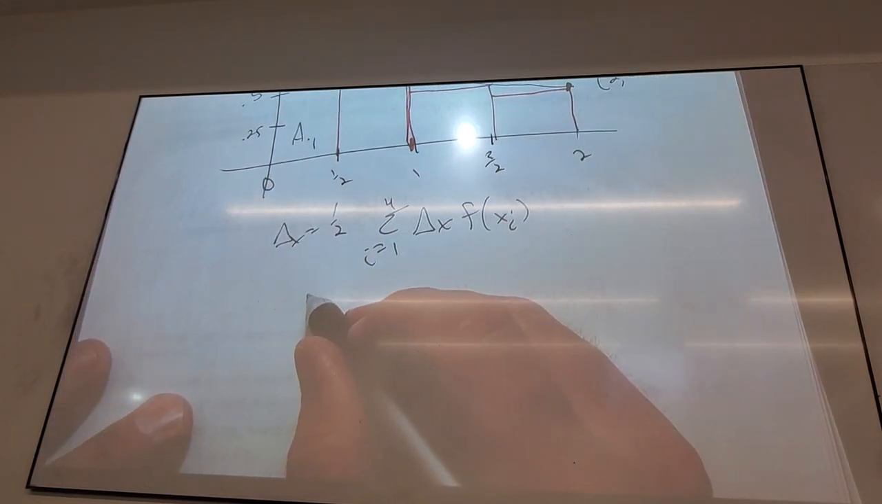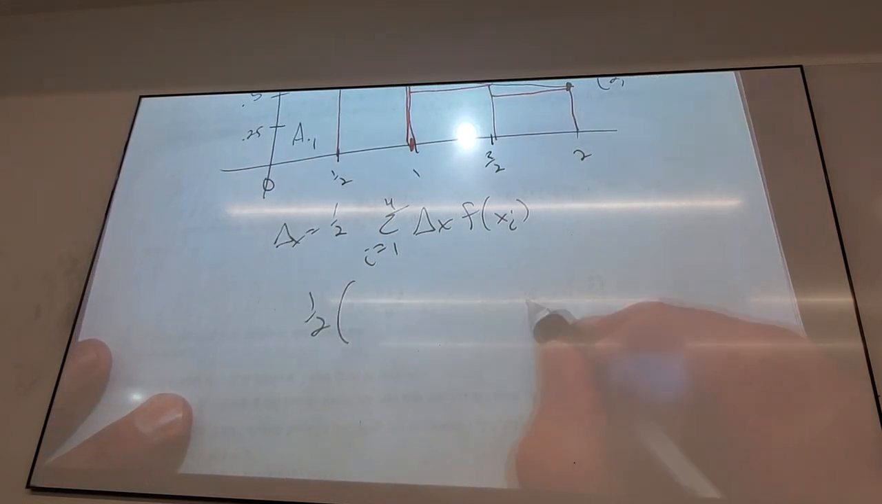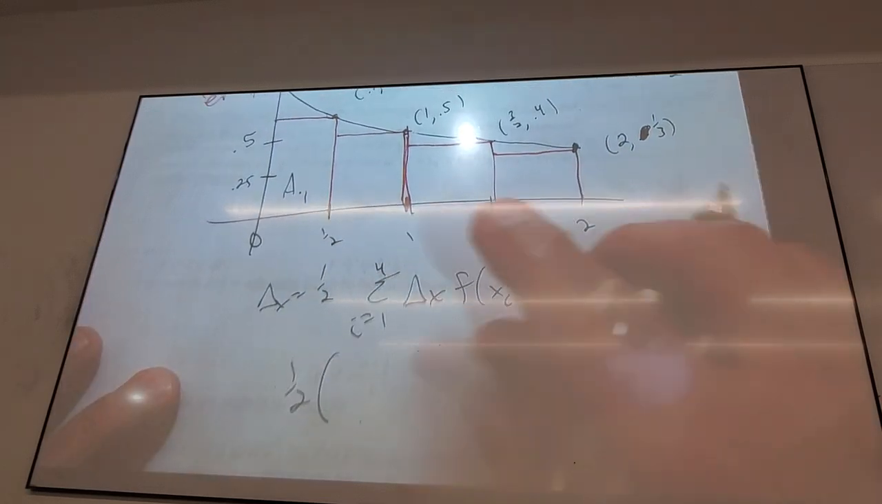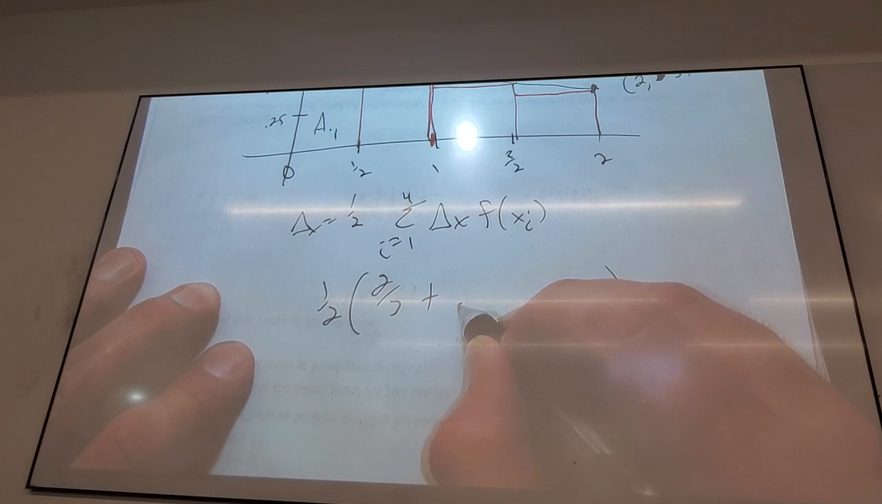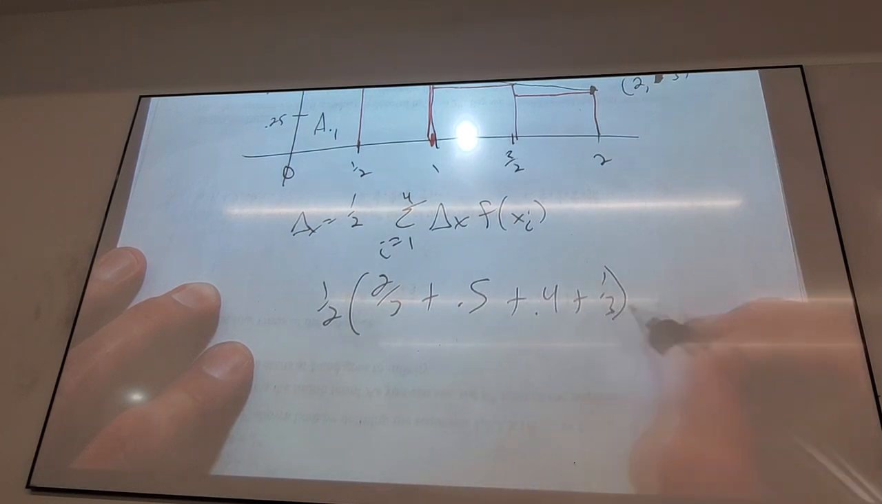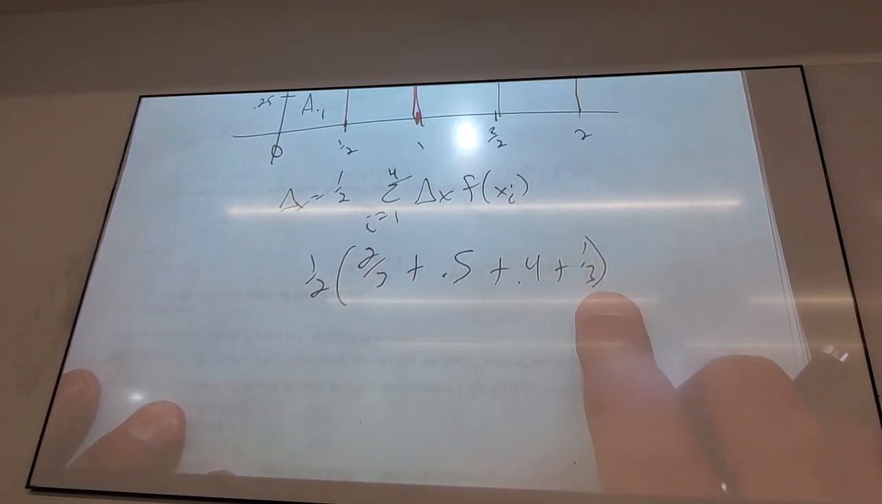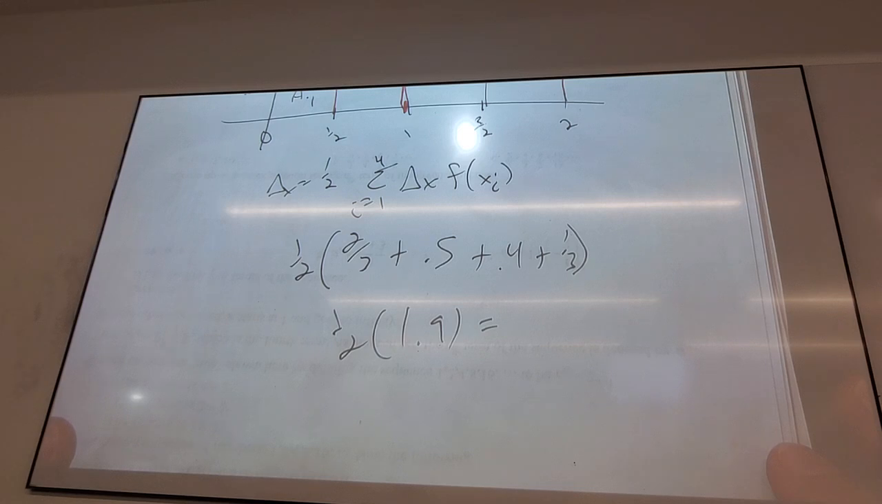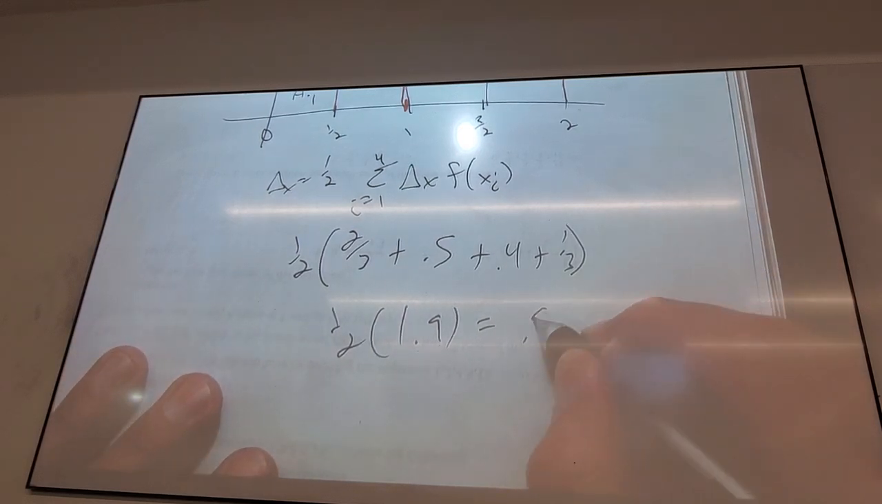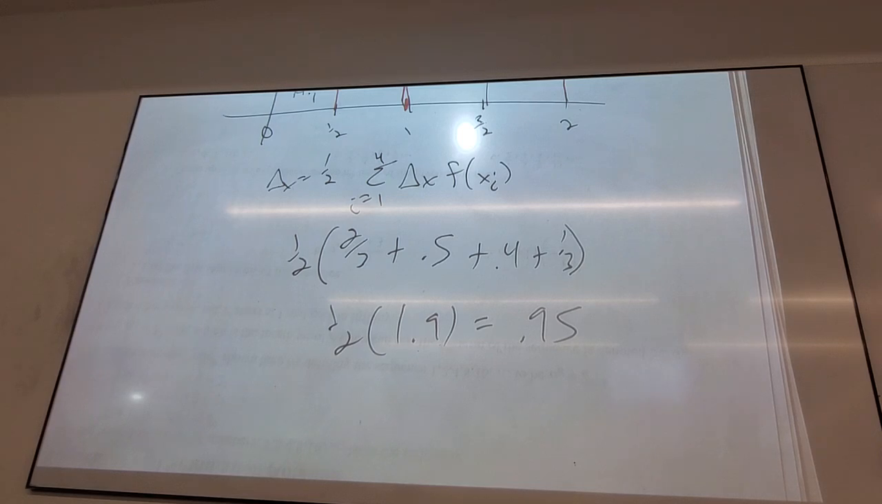So the trick was, I'm going to have a 1/2 times every height, so I might as well pull that 1/2 out. What's the height of the first rectangle? 2/3. And then 0.5, and then 0.4, and then 1/3. And that one's nice because 2/3 and 1/3 is 1, so I get 1.9. Cut in half is 0.95. And that we said was an underestimate.